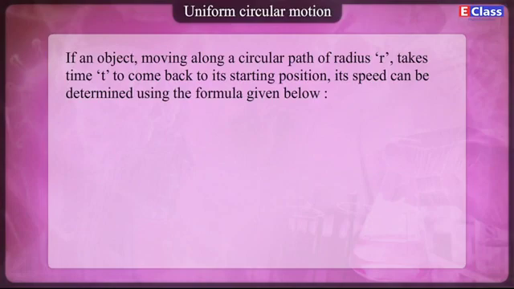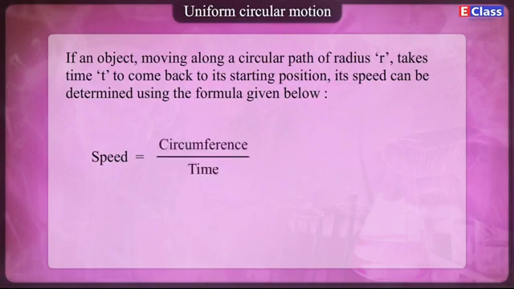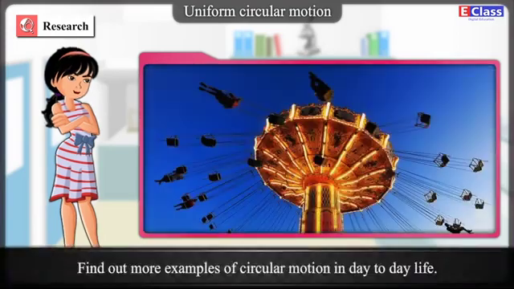If an object moving along a circular path of radius r takes time t to come back to its starting position, its speed can be determined using the formula given below. Speed is equal to circumference upon time. v = 2πr/t, where r is equal to the radius of the circle. Research. Find out more examples of circular motion in day-to-day life.